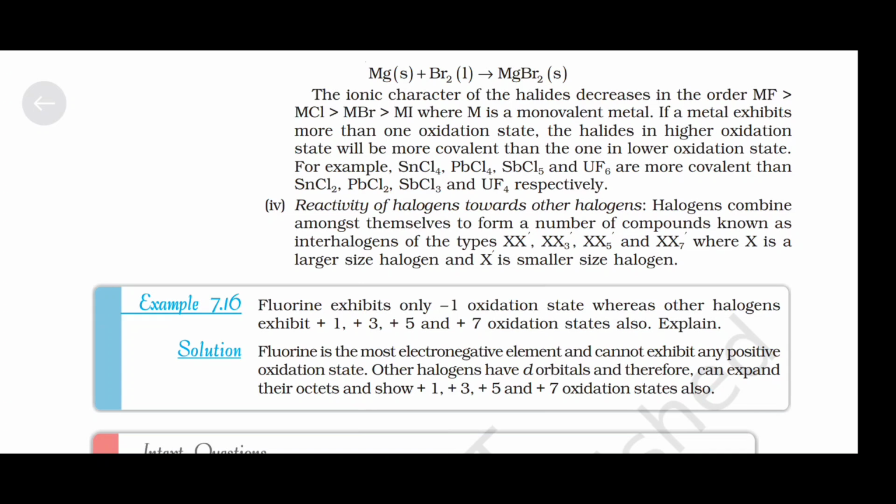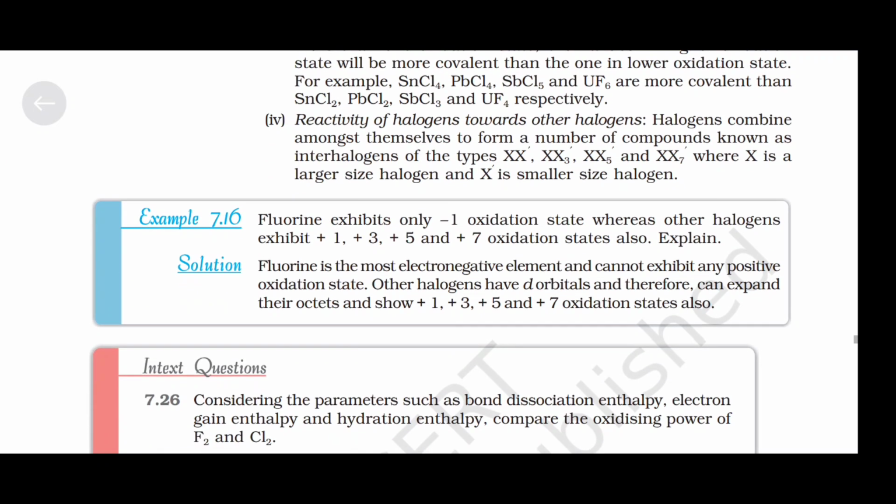If a metal exhibits more than one oxidation state, the halides in the higher oxidation state will be more covalent than the one in the lower oxidation state. For example, SnCl4, PbCl4, SbCl5 and UF6 are more covalent than SnCl2, PbCl2, SbCl3 and UF4 respectively.